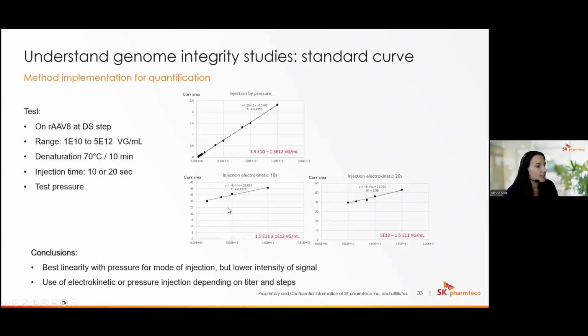On the other hand, the electrokinetic injection requires two ranges to be carried out, with injection times of 10 or 20 seconds, to cover more or less the same range. The choice between electrokinetic or pressure injection depends on the titer and the step of the production of the sample.